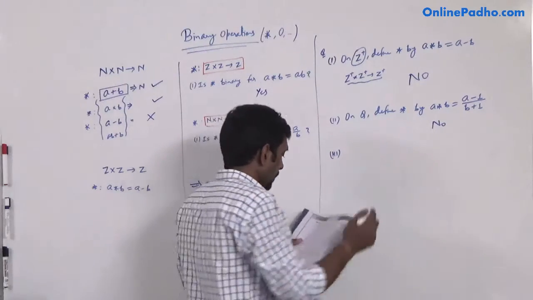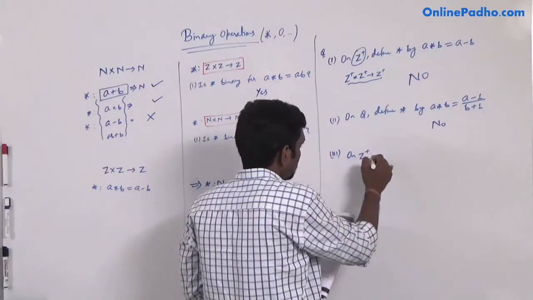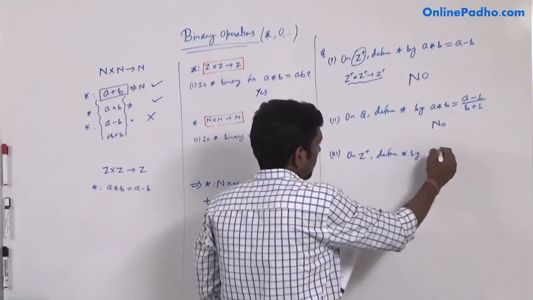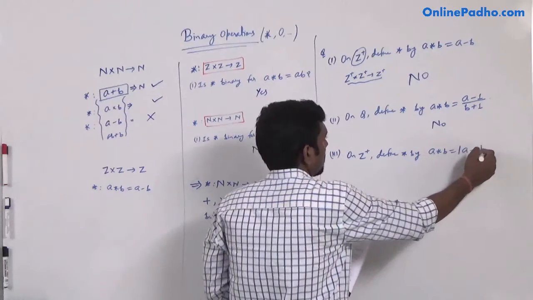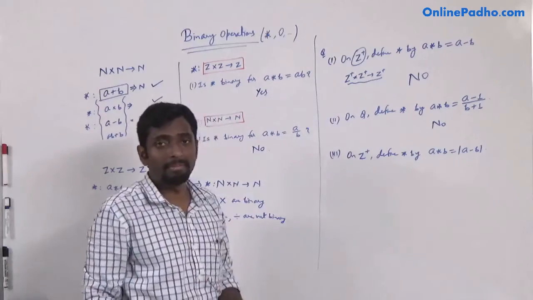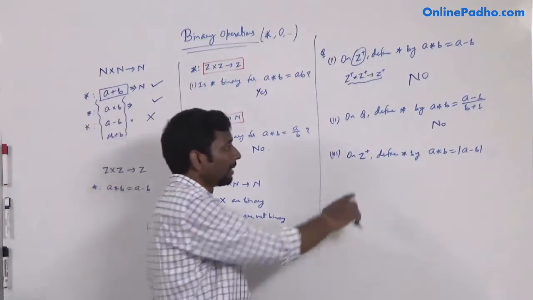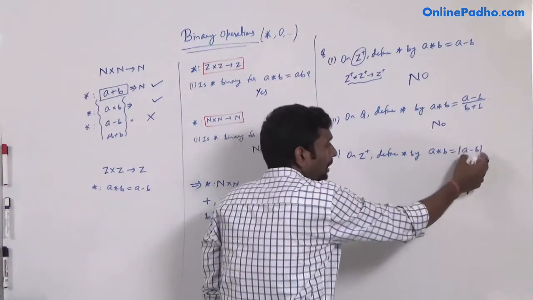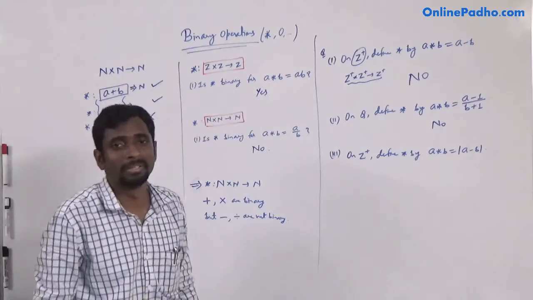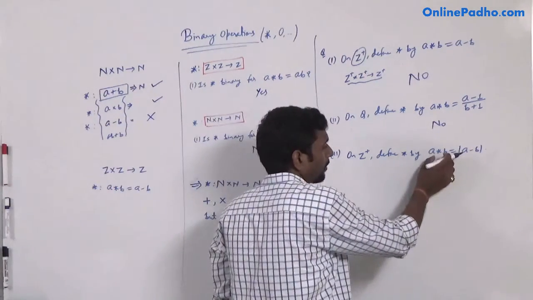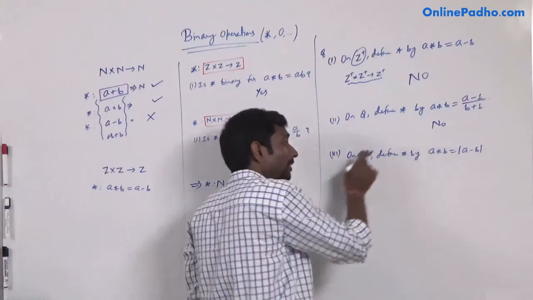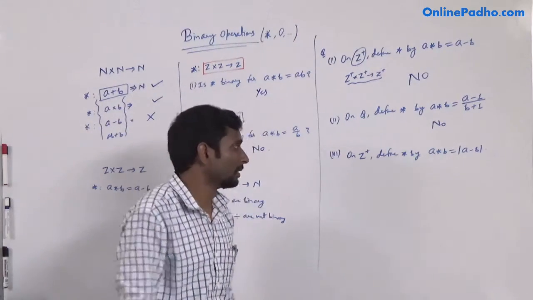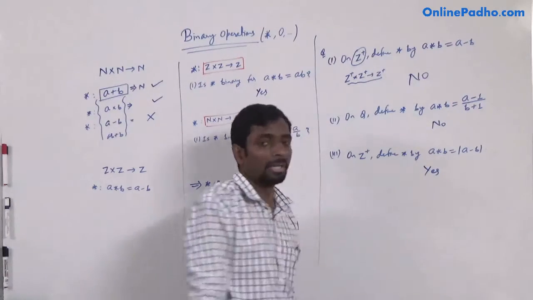Now, if on Z plus we define star by A star B equal to mod A minus B, is star binary in this? Yes. Star is binary because if you consider A and B as two positive integers, then the modulus of A minus B must be a positive integer. This function must be a positive integer because it is a modulus function, and you know the value of the modulus function is always positive. So therefore, this is a binary operation.